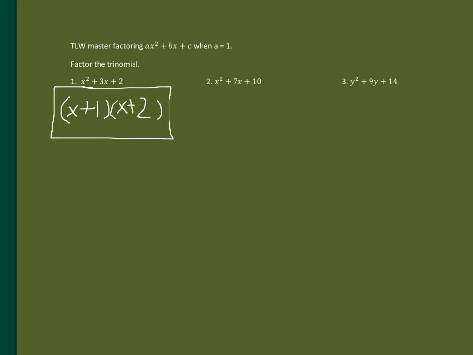Okay? So, again, what multiplies to a times c? So 1 times 10. 10. It multiplies to 7. Well, it's 5 and 2. Positive 5, positive 2. So press pause. Try this one out, guys.